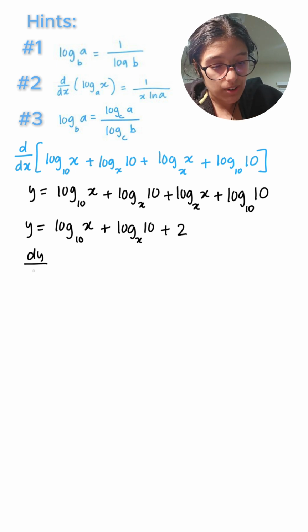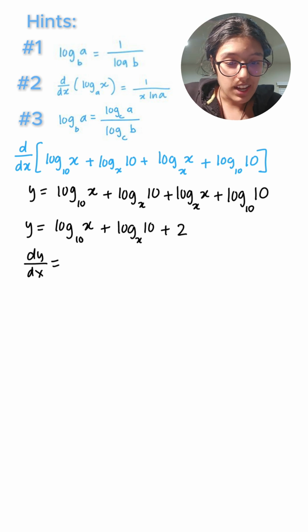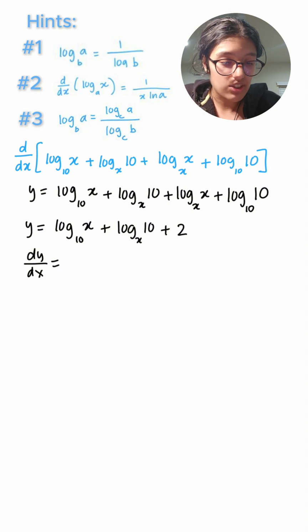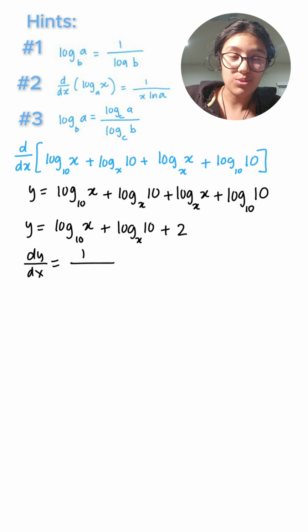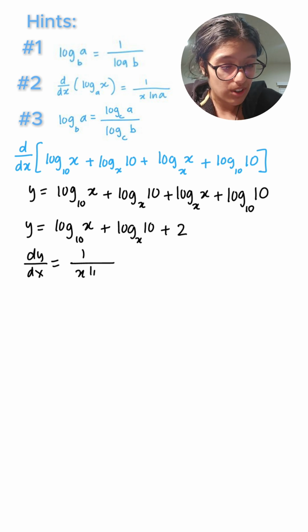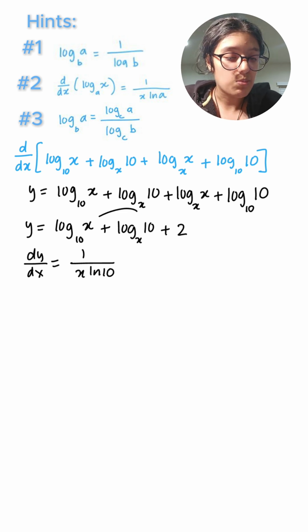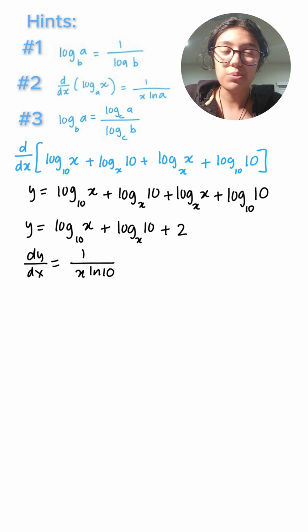So we have dy over dx. Looking at the second hint, the derivative of log x to the base a is 1 over x natural log of a. A in this case is 10 and x is just x, right? So we could take the derivative of each individual term and we would get 1 over x natural log of 10, but the problem arises when we get over here. We don't have a derivative formula for that, where the a, or the constant, is this part right over here.